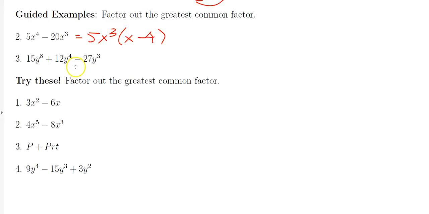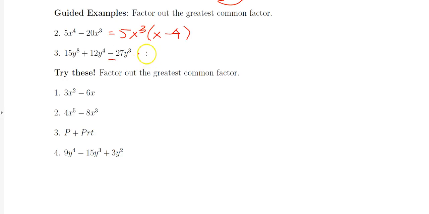In example 3, we have 15y to the eighth plus 12y to the fourth minus 27y cubed. And when I look at 15, 12, and 27, I see that 3 is a common factor. And when I look at y to the eighth, y to the fourth, and y cubed, I see that y cubed is a common factor. So what I'm going to do is write 3y cubed as my common factor.